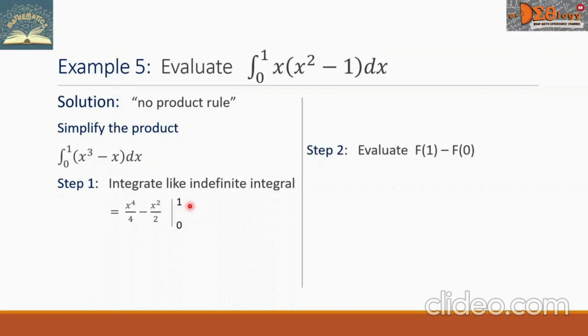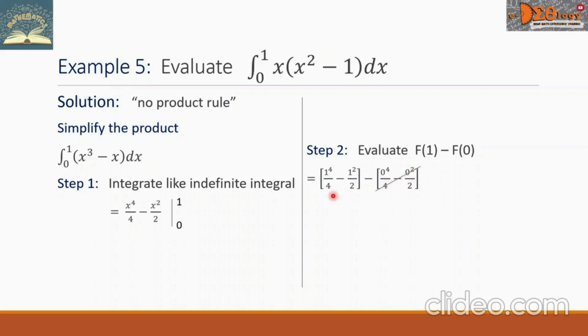Step 2, we now evaluate F of 1 minus F of 0. This is our function capital F. So F of 1 will be the first group. That will be 1 raised to 4 over 4 minus 1 squared over 2, minus the second group, the F of 0. So we have 0 raised to 4 over 4 minus 0 squared over 2. In the second group, because of the 0, all the members of the second group will be 0.